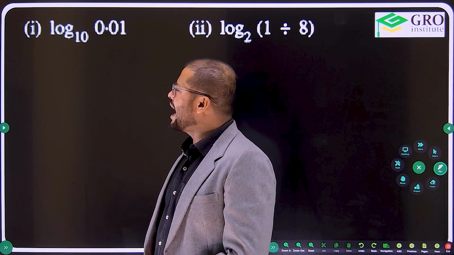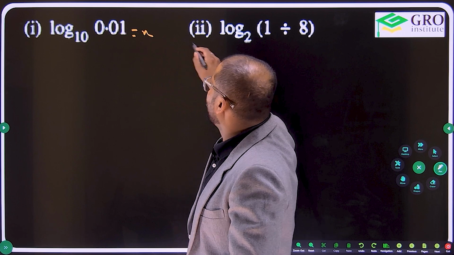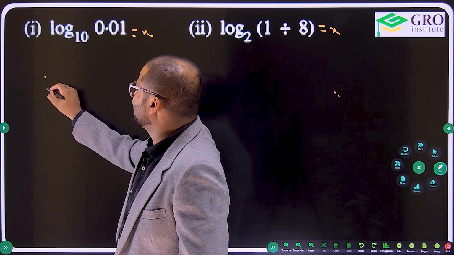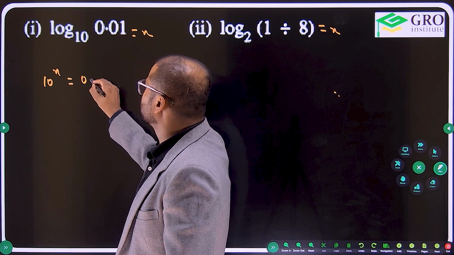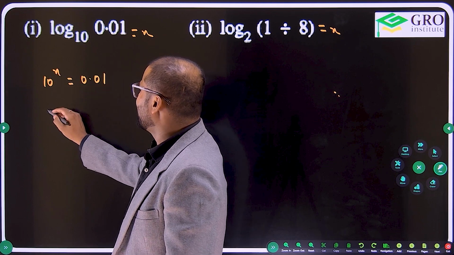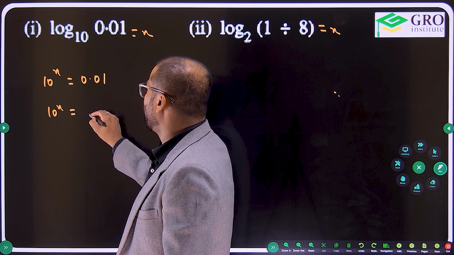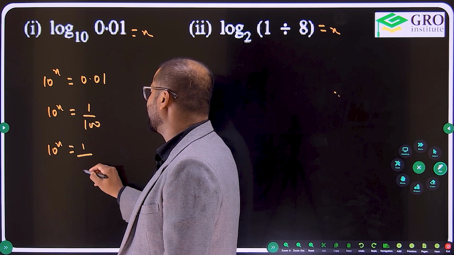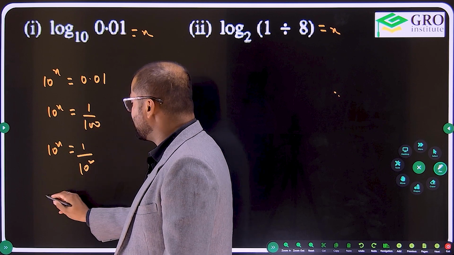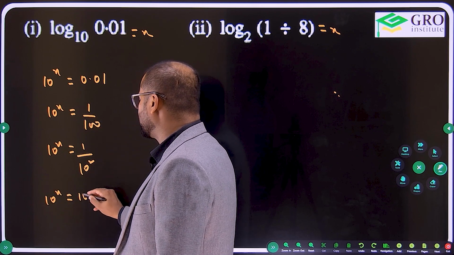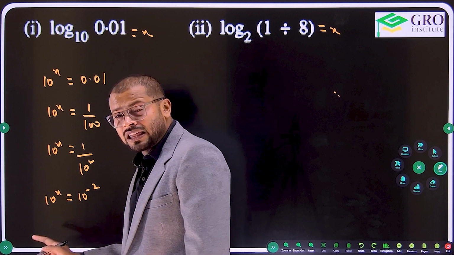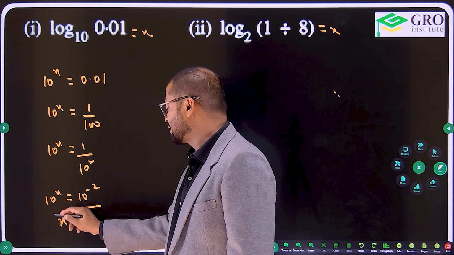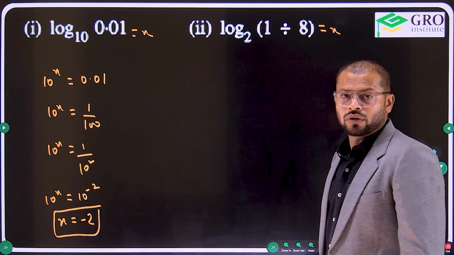Same way we have to find out value of x over here. So base remains base, 10 to the power x is equal to 0.01, right? And it is 10 to the power x, 1 by 100. It is 10 to the power x, 1 by 10 to the power 2. This goes up, 10 to the power x is equal to 10 to the power minus 2. When both the bases are same, it becomes x is equal to minus 2, right?